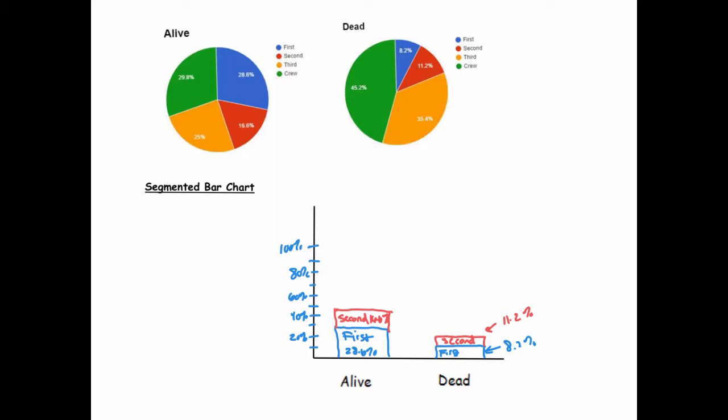Now we'll go to third class. So I'm going to add this 25% here on the left for the survival column. I'm going to add the 25% to the percentage I'm at already, right? So I did 28.6 plus 16.6. That's 45.2, and now I'm going to add 25 to get me to 70.2. So now I need to go all the way up to 70.2, which is like right here. So that's third class.